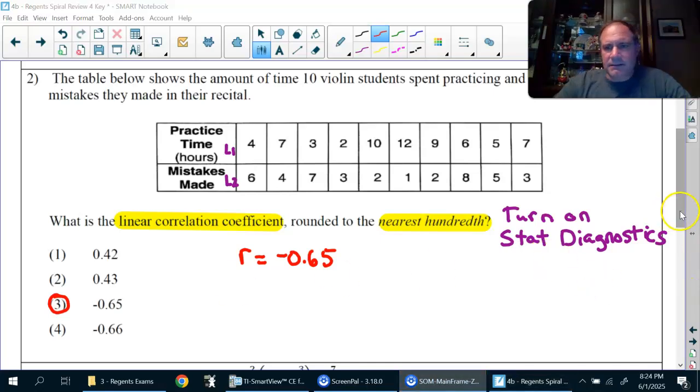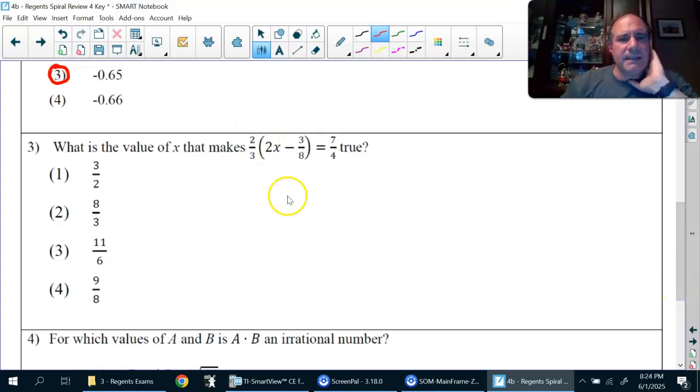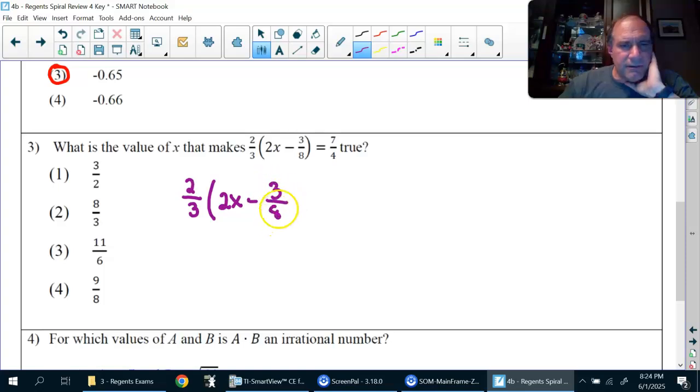And that is that. All right, number 3, what value of x makes this true? Again, you know I am going to rewrite it. Lots of fractions here. Now, you could substitute these in and see which one works, but I'm just going to do distributive property.